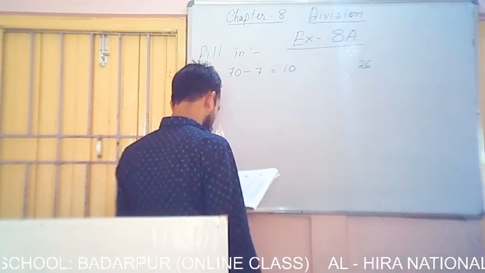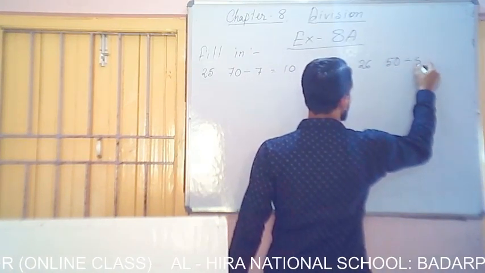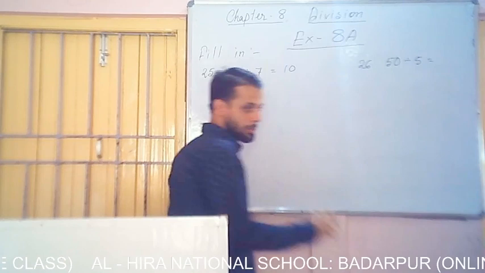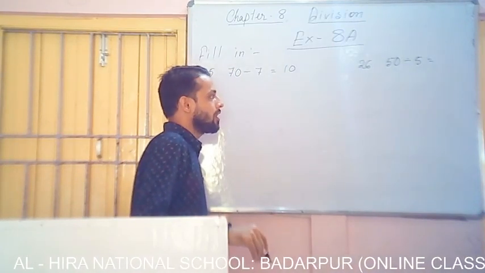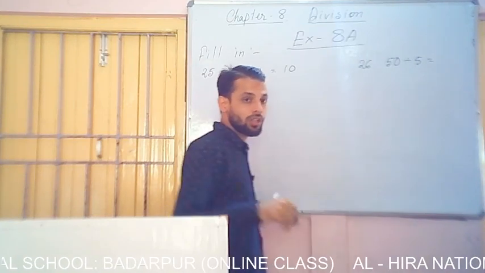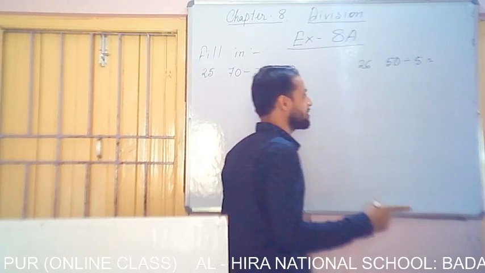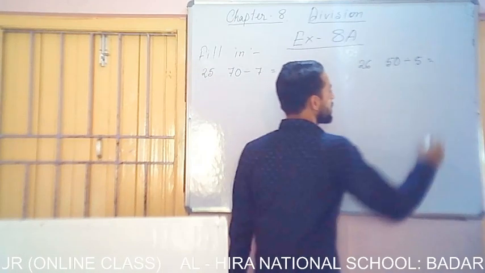Next is question number 26. Question number 26 is 50 divided by 5. If we divide 50 by 5, or if we go through the multiplication table of 5, we'll get 5 tens are 50. That means the answer is 10.